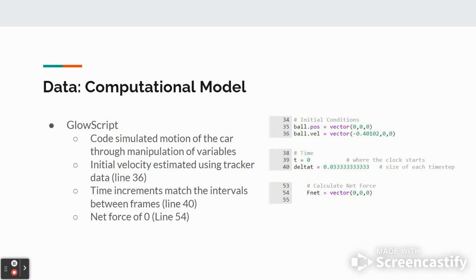Computational model. The GlowScript code simulated the motion of the ball with a given initial position vector, initial velocity vector, and a force vector. Initial velocity was estimated to be and set to be the average velocity during the first 3 frames, or first tenth of a second, of the Tracker data. The program was set to calculate data intervals at 0.033 seconds, or at a rate of 30 frames per second, as the video is recorded.